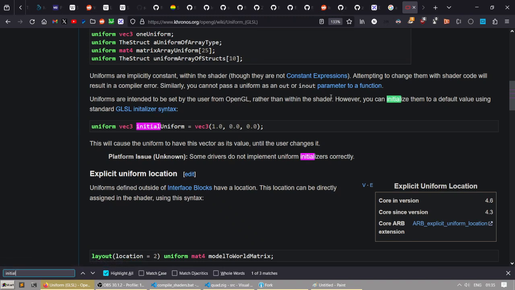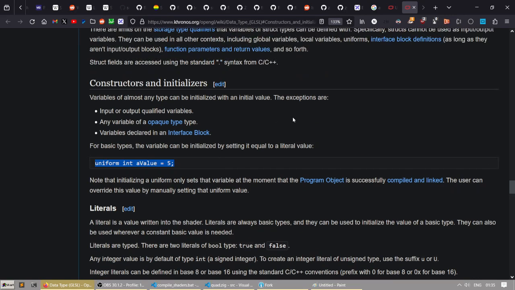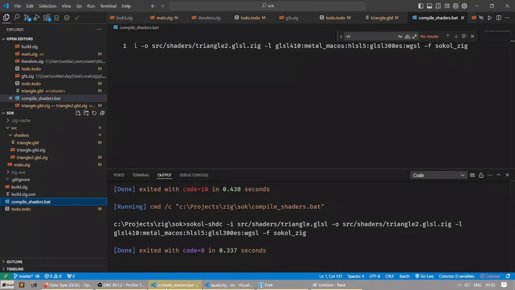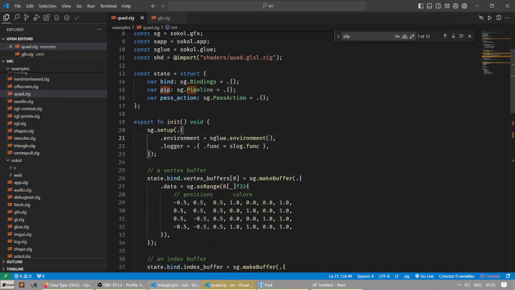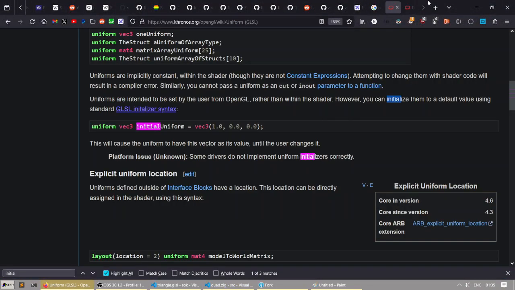Uniforms are intended to be set rather than initialized. However, you can initialize them to a default value using GLSL initializer syntax. Well, there it is. Okay, maybe you need to initialize the whole block. Okay. Let's see.